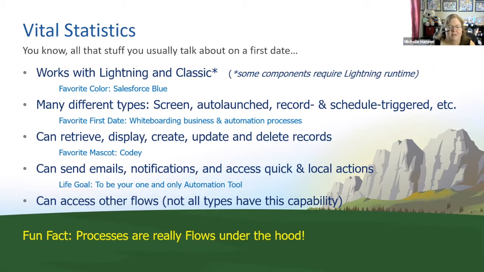So fun fact, underneath the hood, processes are actually flows. And if you've ever used the where is this used button in setup on a field that is actually part of a process, if you click on it, it'll actually open your process in Flow Builder, and it's kind of a crazy thing to look at. But that also explains why when your processes run into issues, assuming that happens to you, I know it happens to me, you actually get a flow error email.